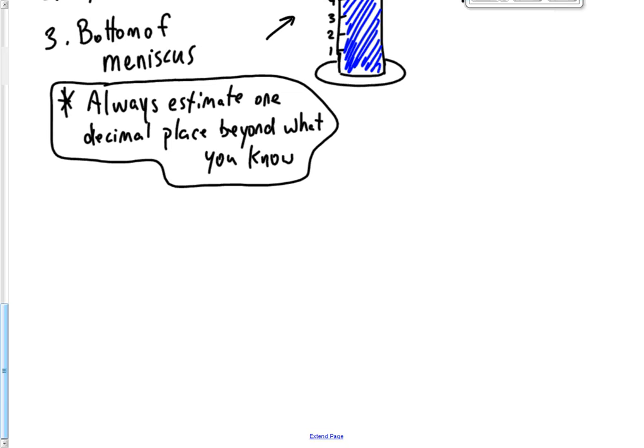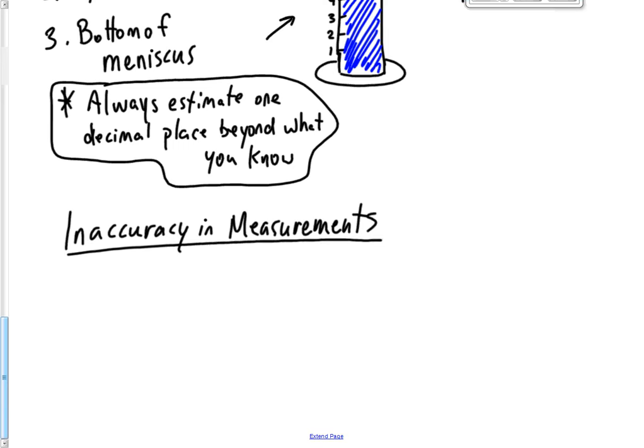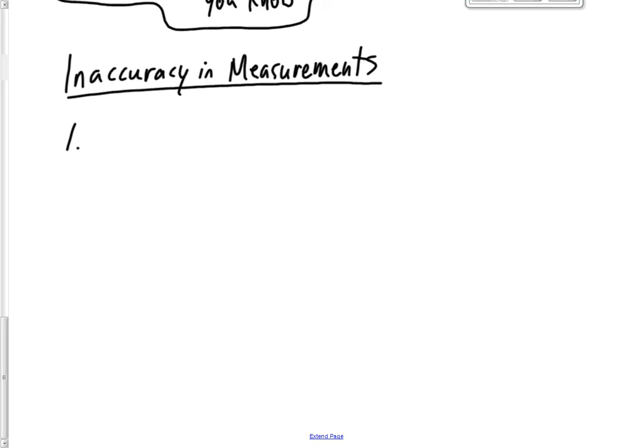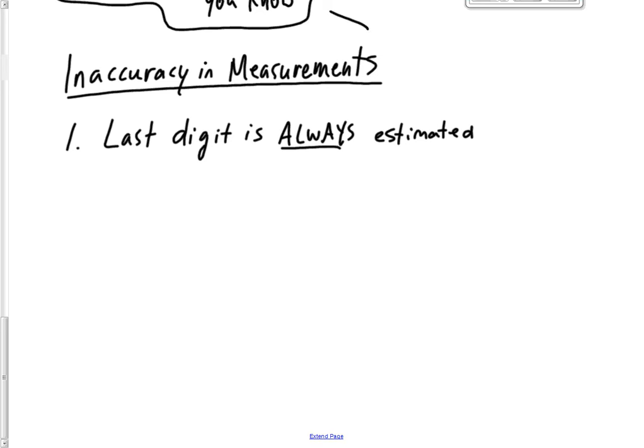Okay. Last thing we're going to talk about is inaccuracy in measurements. Why are measurements inaccurate? There are 2 reasons. The first is that the last digit is always estimated. We just said that: you're always going to estimate 1 place beyond what you actually know. So the last digit is always an estimate. So there's one reason why measurements are inherently inaccurate.